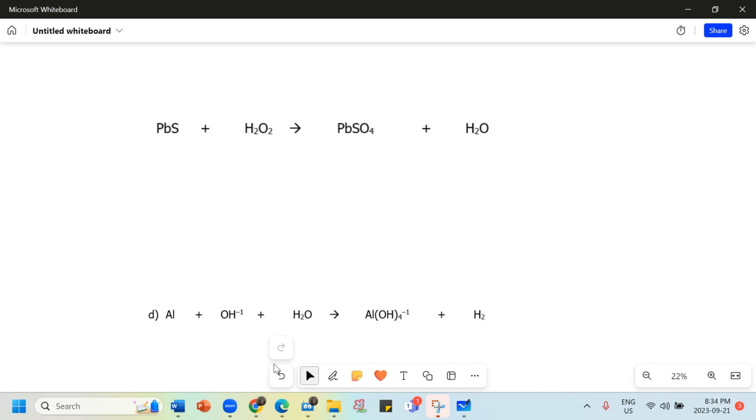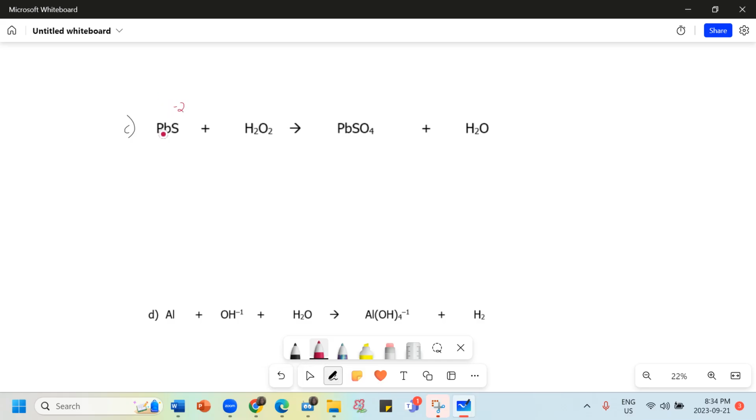Hi there. So I'm going to show you how to do questions C and D on page 30 and 31, I think, of the ISA. So let's start with this one here. Okay. So we're going to assign oxidation state.